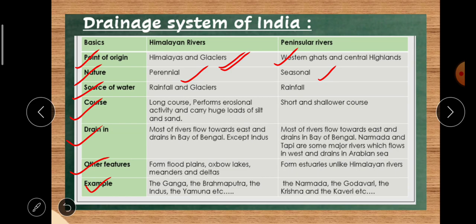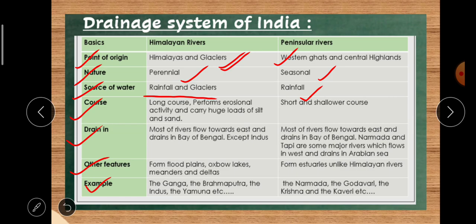Now source of water, from where rivers are getting their water. So Himalayan rivers first. Himalayan rivers are getting their water from rainfall as well as from glaciers. So when rain will come, then the rivers will get water, and when glaciers, or we can say the ice rivers, melt down, then also the rivers will get water. Now peninsular rivers, they are only dependent on rainfall. When rain will come, then only the rivers will get water and they will start flowing.